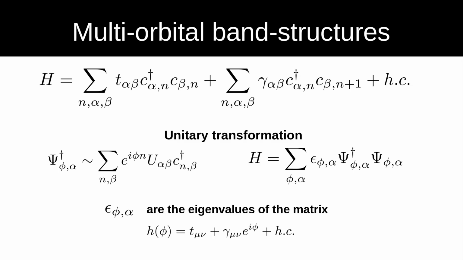And the answer to this question is that we simply need to make the unitary transformation that diagonalizes this Hamiltonian, h of phi, t mu nu plus gamma mu nu e to the I phi plus the Hermitian conjugate. The way to reach this conclusion simply comes from plugging in the definitions of phi that we have in this slide onto the Hamiltonian and enforcing the resulting Hamiltonian to be diagonal. Then that will quickly show you that the unitary transformation that we need is the transformation that diagonalizes that matrix H of phi.